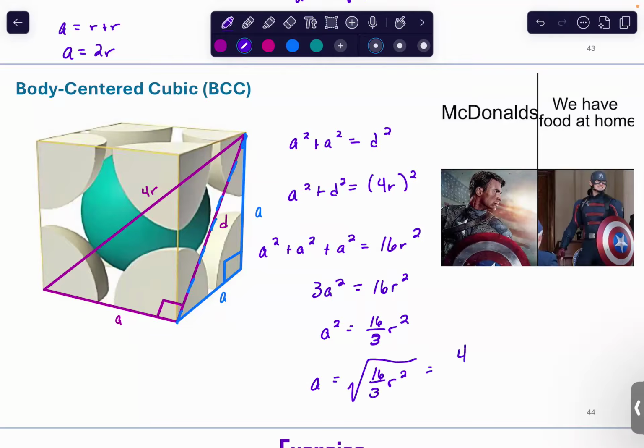Or 4 over the square root of 3R. So there's the length of the side of the body-centered cubic unit cell. So now we have equations relating the length of the side of a unit cell to the radius of an atom.